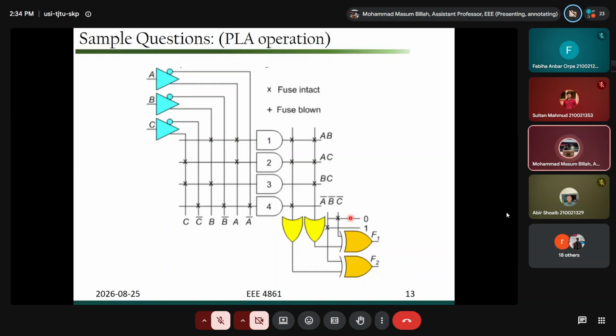Then I may ask you what is the need of these particular 0 and 1 bits, okay, how they control the performance of this particular PLA. So that part may not be written in this particular figure, but I explain those things. So what is the purpose of using 0 and 1 control bits to realize F1 and F2? Okay, so you should definitely know those things.